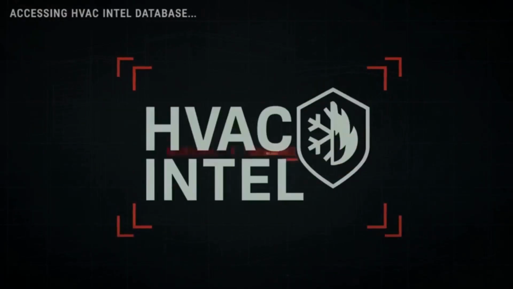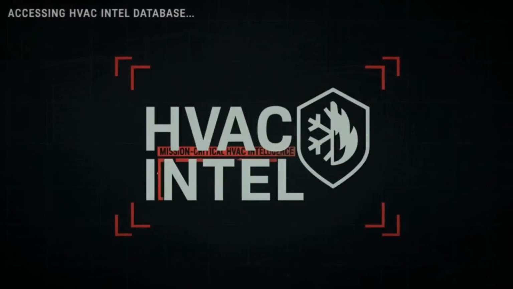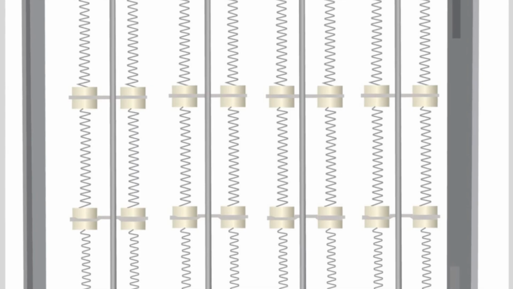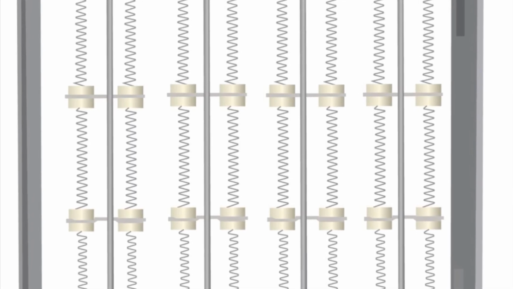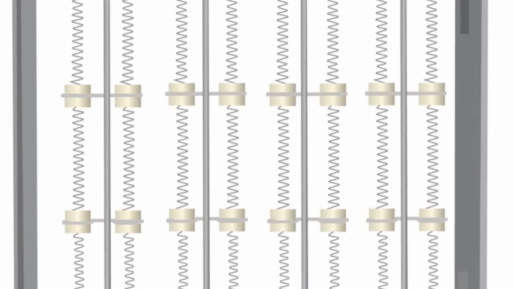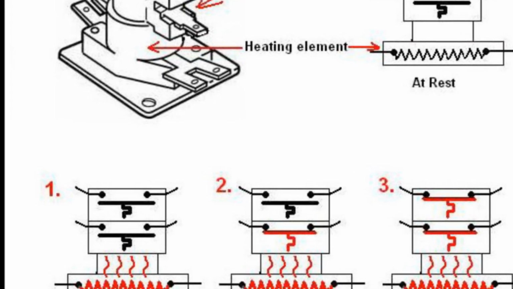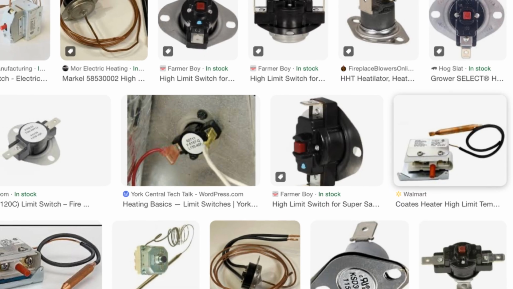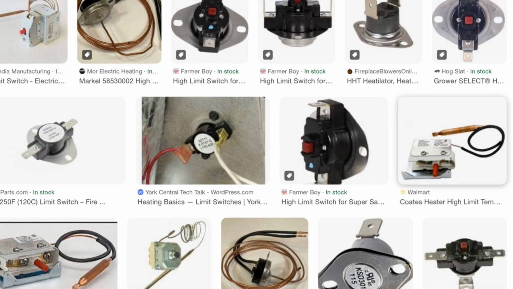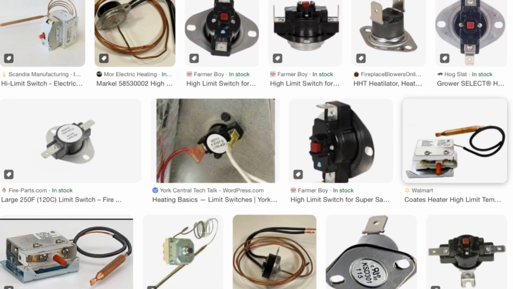Electric heat not working. In most homes, the problem comes from only three components: the heating elements, the sequencer, and the high-limit safety switch. In this video, we will explain what each part does, why it fails, and the symptoms homeowners notice when these failures happen.